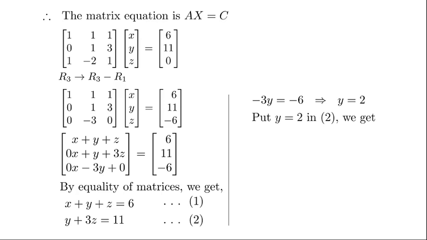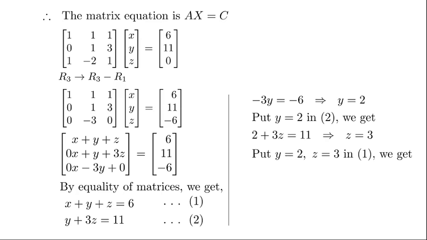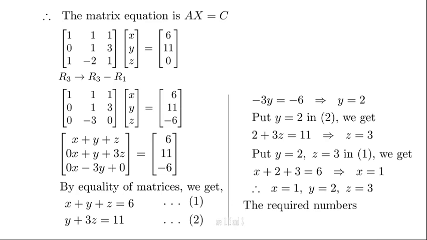that gives you the value of y as 2. Now put y equal to 2 in equation 2, we get z equal to 3. Put y equal to 2, z equal to 3 in 1, we get x equal to 1. Therefore x equal to 1, y equal to 2 and z equal to 3. Therefore the required numbers are 1, 2 and 3.